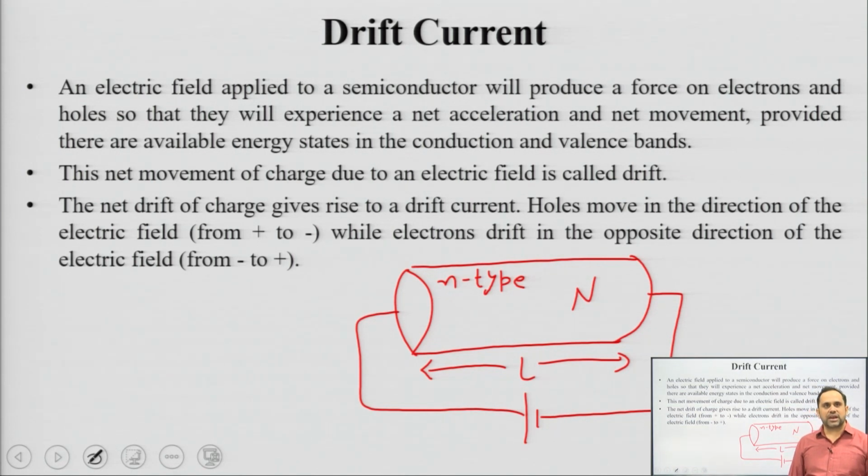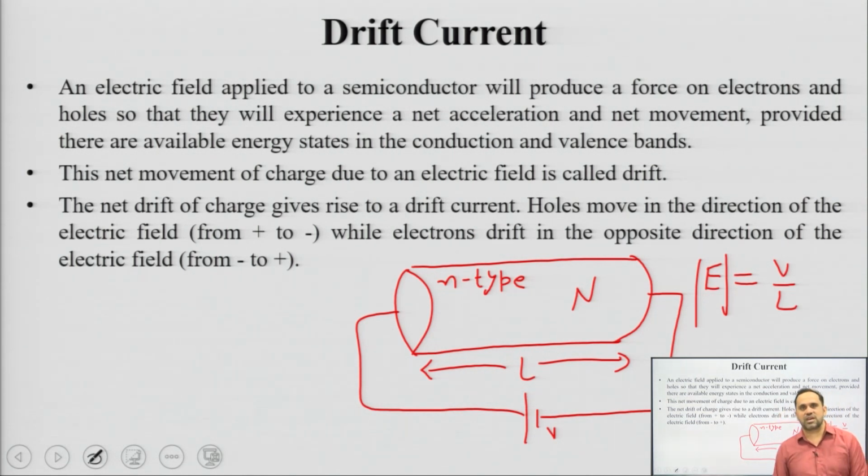If I apply an electric field across it, so if I have applied a voltage V, it means I have applied an electric field equal to V by L. This is the magnitude of the electric field acting across this semiconductor, voltage divided by length. Whenever you apply this electric field, what is going to happen? You are going to create a potential difference across this semiconductor. The electrons start moving from the negative to the positive terminal.